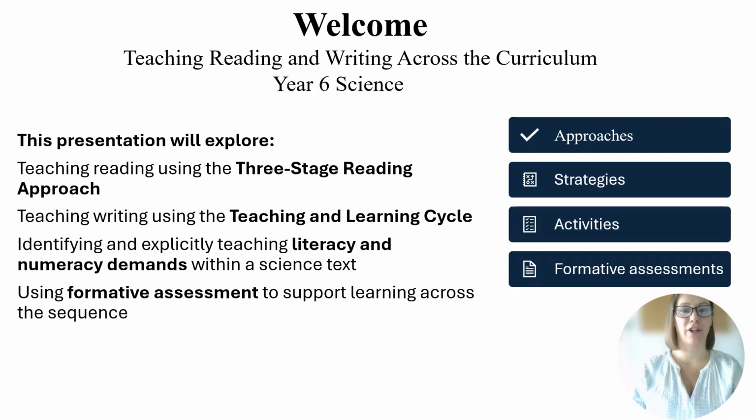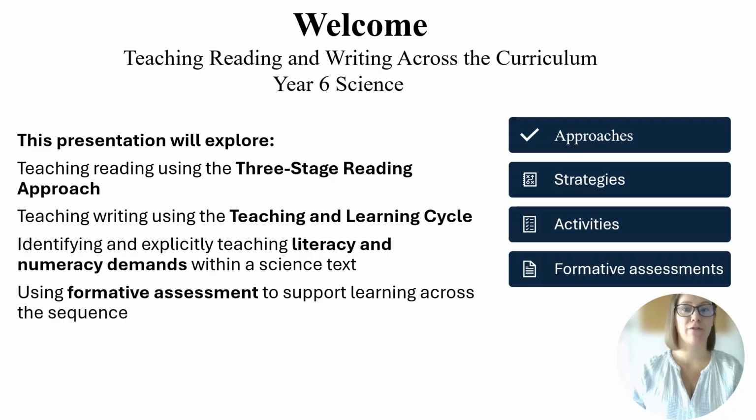This presentation focuses on three connected components. First, I'll unpack how I support students to access a complex science text using the three-stage reading approach. I'll then show how reading is intentionally linked into a writing sequence using the teaching and learning cycle. Within this broader sequence, I'll also highlight specific literacy and numeracy demands embedded in the text and demonstrate why these need to be taught explicitly.